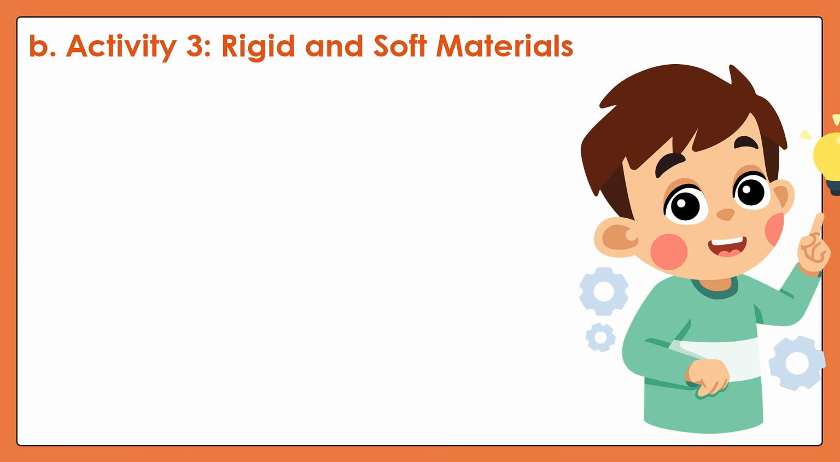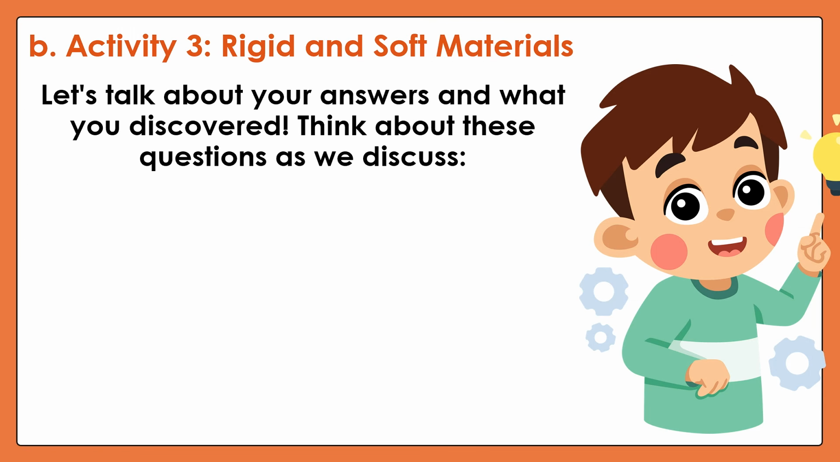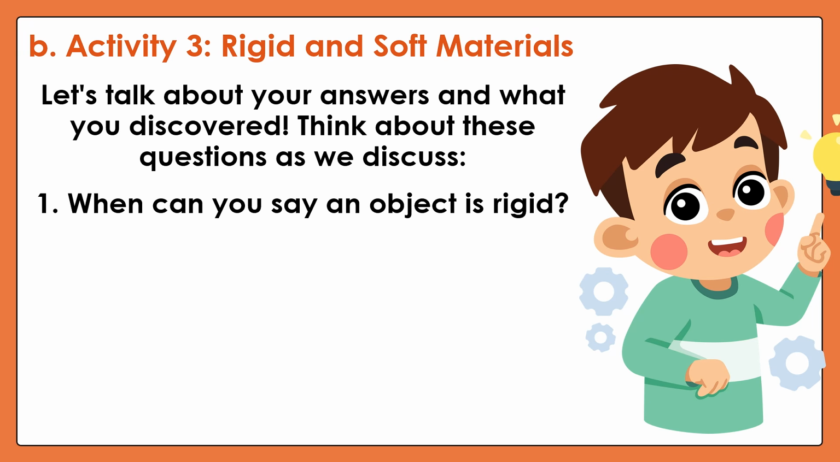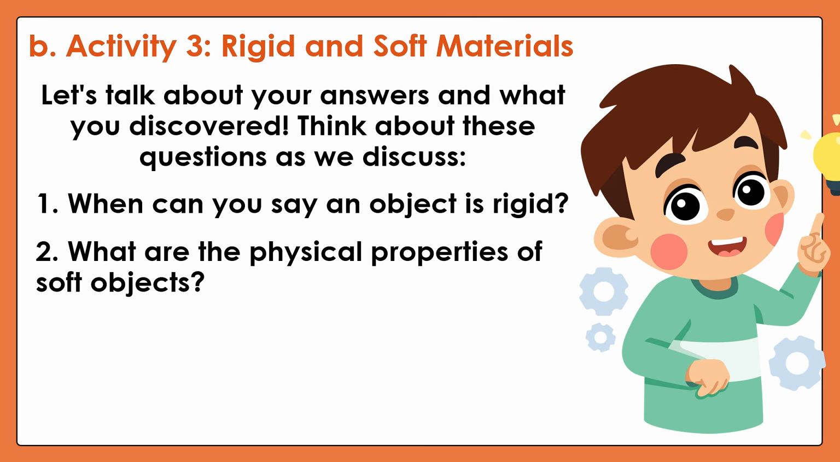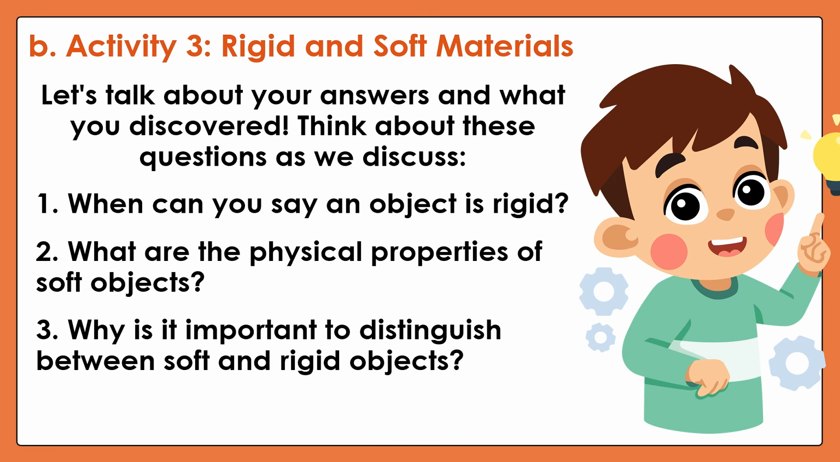Activity number 3. Let's talk about your answers and what you discovered. Think about these questions as we discuss. First, when can you say an object is rigid? Second, what are the physical properties of soft objects? Third, why is it important to distinguish between soft and rigid objects?